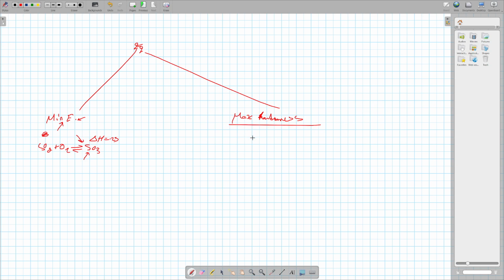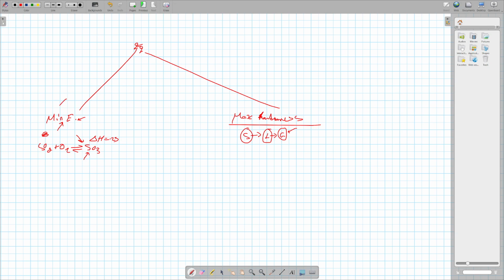Also, maximum randomness means you have solid, liquid, gas. Which one is the most random? Gas. Which one is the second most random? Liquid. And the least random is solid. Why is it random? Because the particles in the gas are all over the place. They're going in random motion, complete random motion.